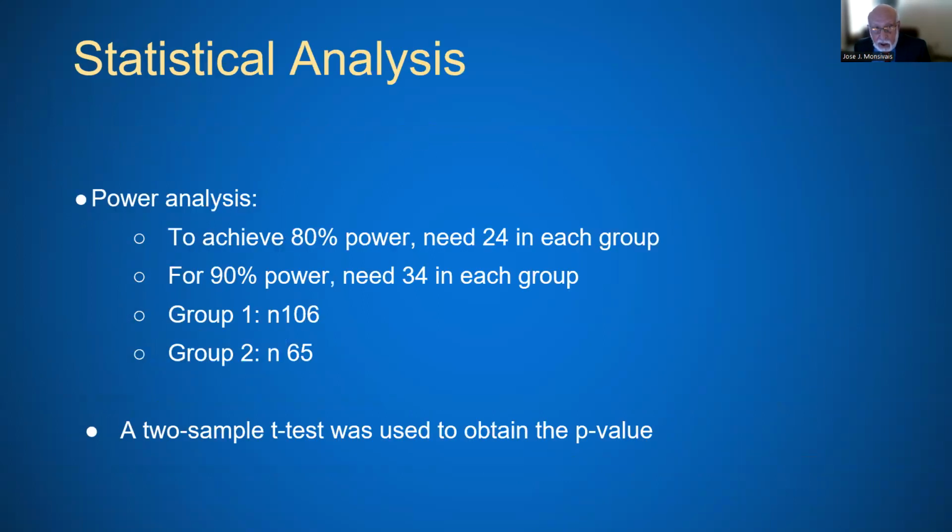Statistical analysis: a power analysis was done, and the recommendation by the statistician was that to achieve an 80% power, we needed 24 patients in each group. For 90% power, we needed 34 in each group. Group one consisted of a total of 106, group two, 65 patients. A two-sample t-test was used to obtain the p-value.